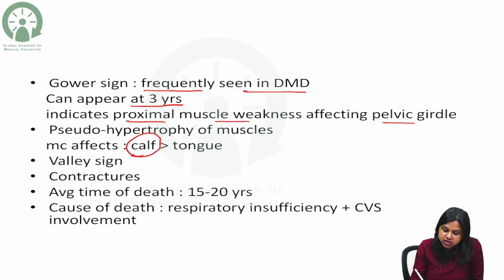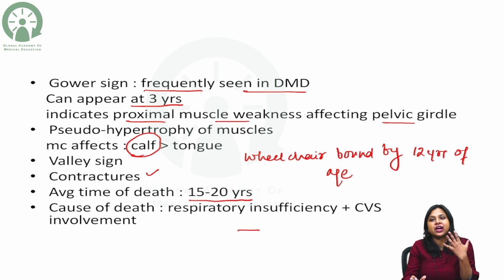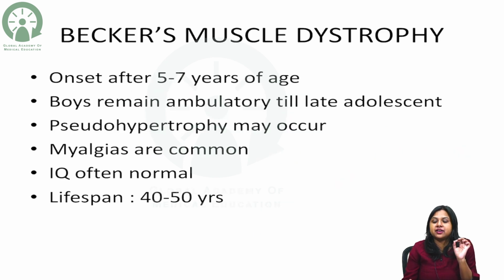Most commonly, it's the calf muscle affected, and tongue. We'll have the valley sign, and the contractures can be there. Average time of death is 15 to 20 years. Because around 12 years, the child becomes wheelchair bound. Wheelchair bound by 12 years of age. And the cause of death is respiratory insufficiency plus cardiovascular involvement. Okay. So these are the causes of death. So only 5 or 6 things that you need to remember from here. Understood? Next is the Becker's muscular dystrophy.